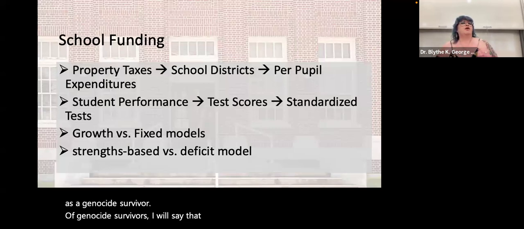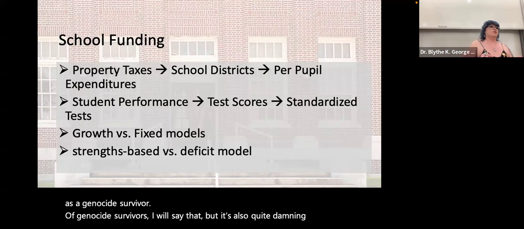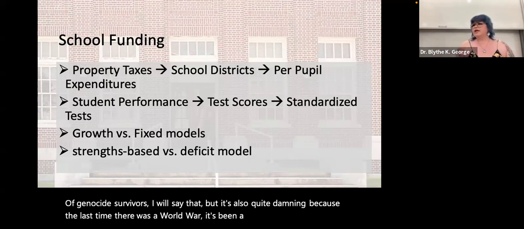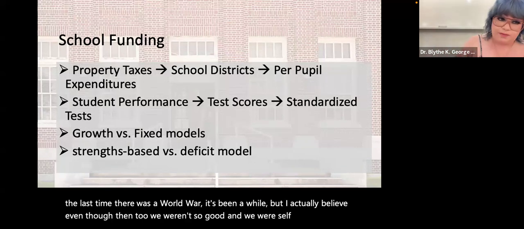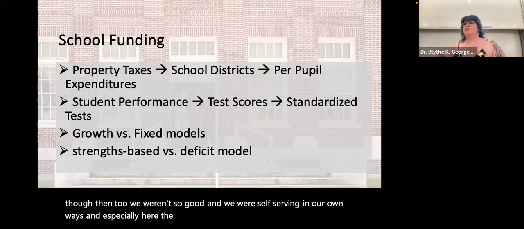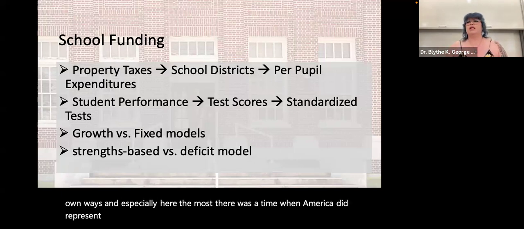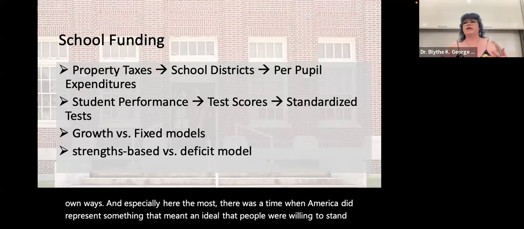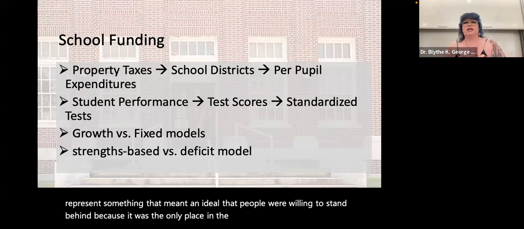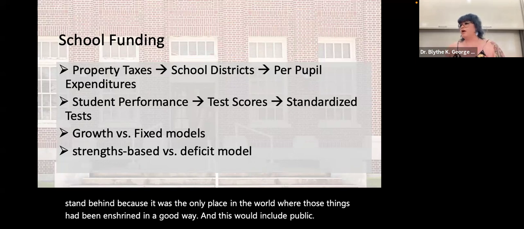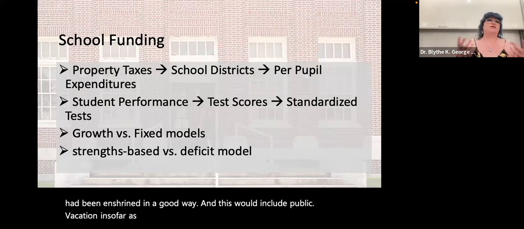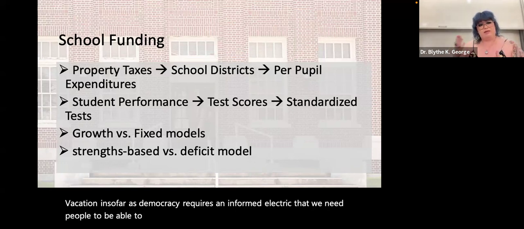But it's also quite damning, because the last time there was a world war, even though then too we weren't so good and we were self-serving in our own ways, there was a time when America did represent an ideal that people were willing to stand behind, because it was the only place in the world where those things had been enshrined in a good way. And this would include public education, insofar as democracy requires an informed electorate, that we need people to be able to read so that they can vote.